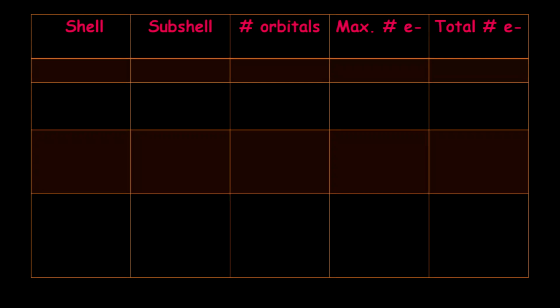Alright, so the next thing I want to look at now is all of this together in distribution in terms of this chart. And so we're going to look at the shell, the subshell, the number of orbitals that are there, the maximum number of electrons, and the total number of electrons. And this is just a summary of all that we have been doing so far.